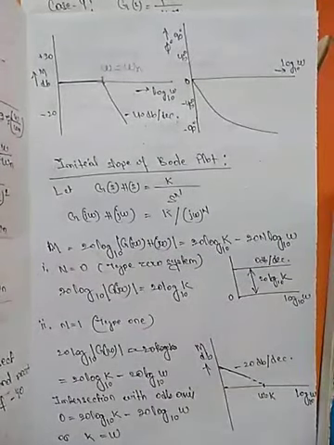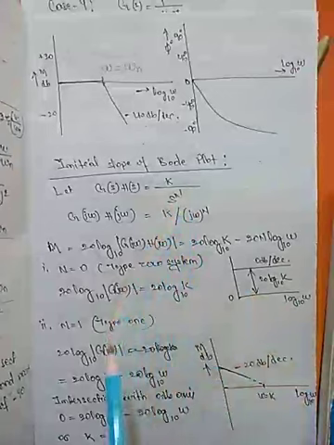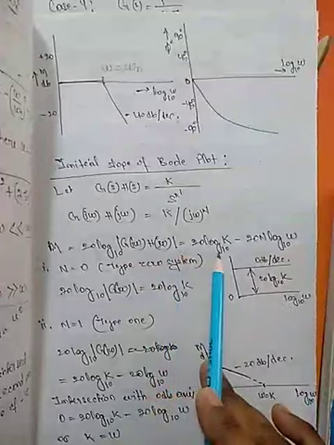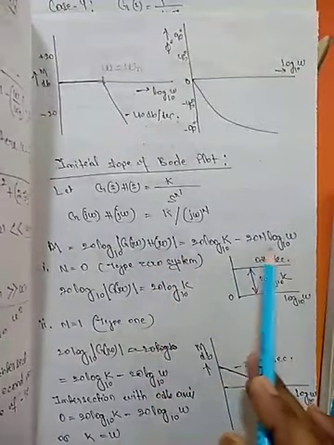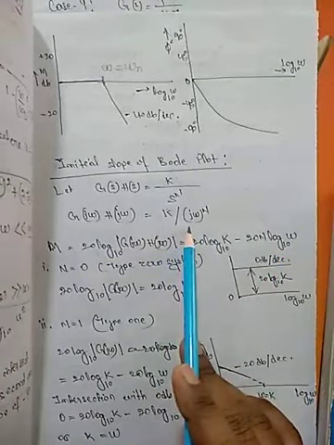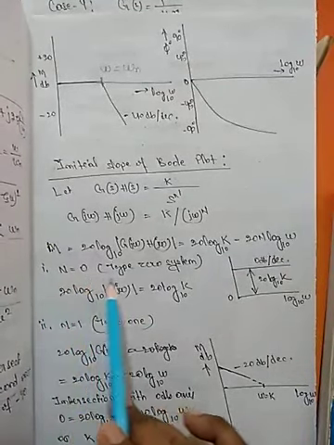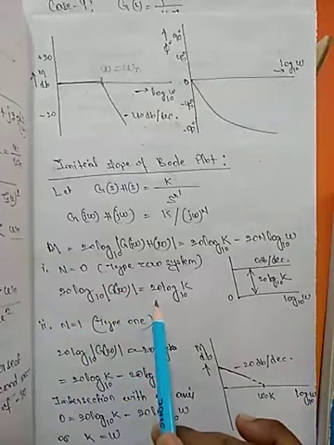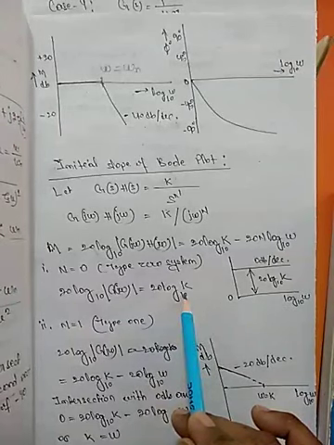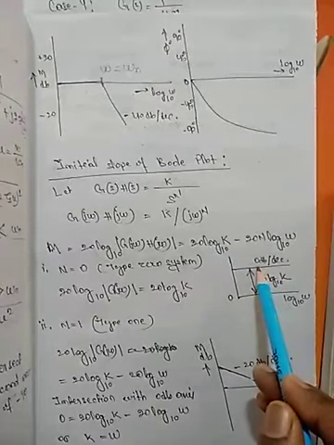Let us see an open loop transfer function K by s to the power n. Magnitude is 20 log K minus 20 n log omega. If n equal to 0, it is called a type 0 system. Its magnitude is 20 log K. It means the magnitude versus frequency curve consists of a constant value, a straight line, and its slope is 0 dB per decade.